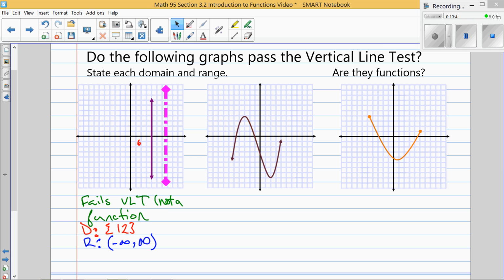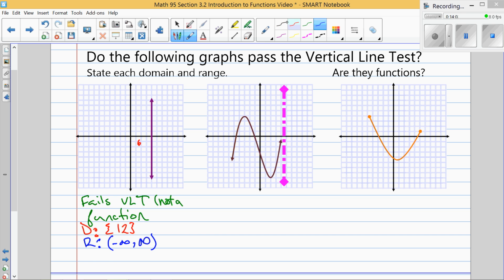This second graph, kind of weird looking, I know. Let's see if it's a function. We're going to take our vertical line, sweep it across. At no point does my vertical line touch that relation more than once. So this one passes our vertical line test, which means it's a function. Which makes us happy.